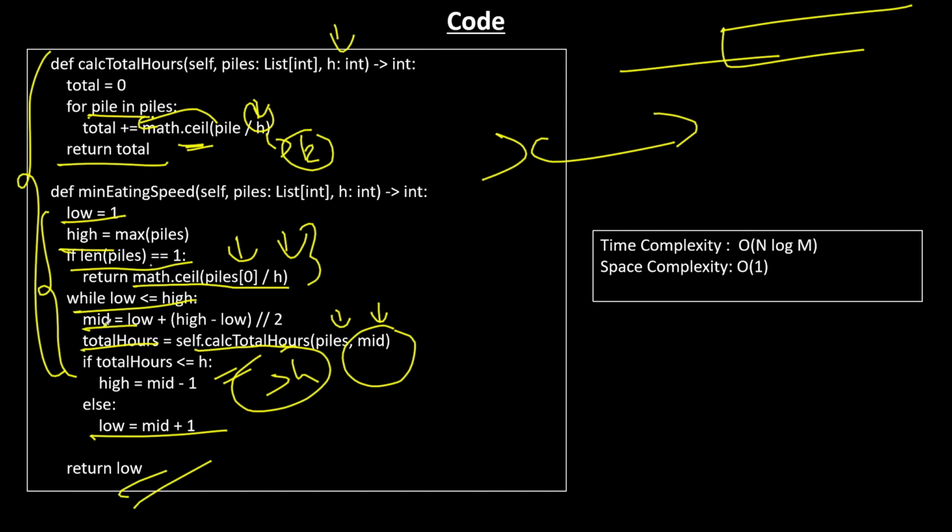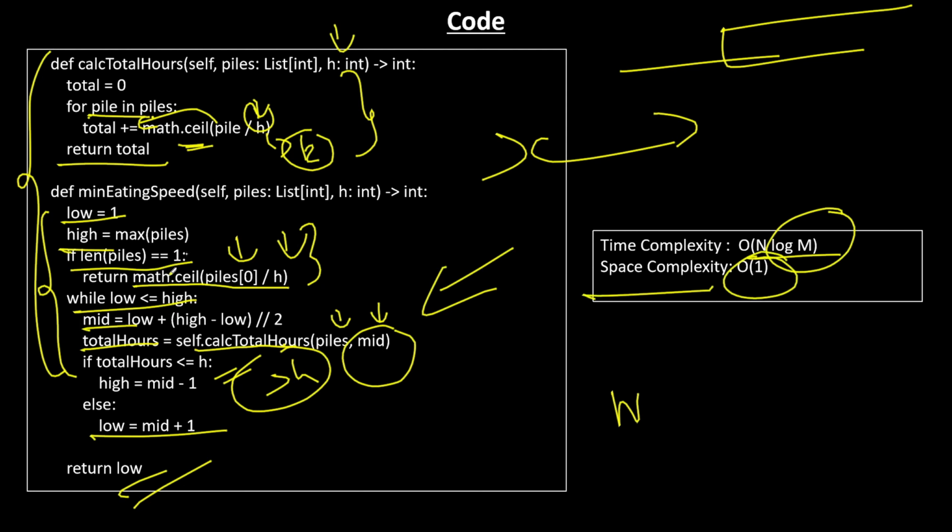Now the time complexity for this code becomes n log m. Why? N is the time taken to iterate over the piles, and log m is the time taken by the binary search. Simple as that. And space complexity is O of 1 because we are not using any extra data structure to store the answer. We are just using constant variables. That is why space complexity is O of 1.